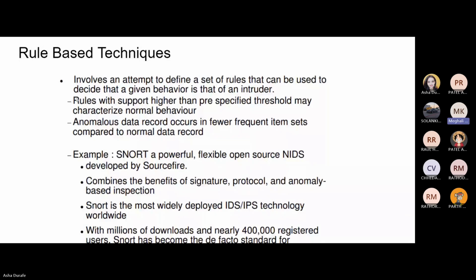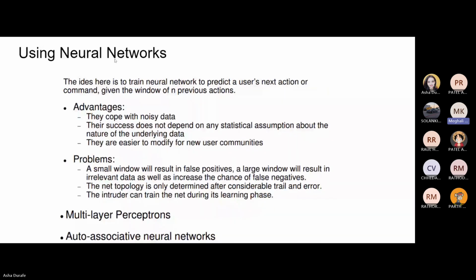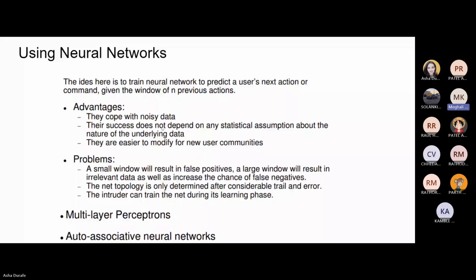You can also go for a neural network model for anomaly detection. Here you have to train the neural network to predict the user's next action or command given a window of previous actions. Whatever has happened in history, you give that, and then the neural network will be able to predict what will be the next action. The advantages are they can easily cope with noisy data, success will not depend on any statistical assumption about the nature of the underlying data, and they are easier to modify for new user communities.